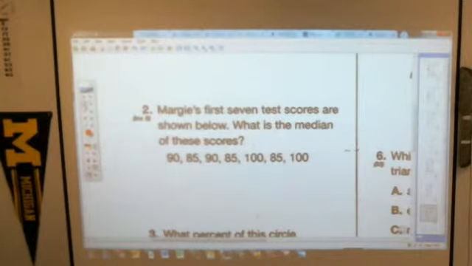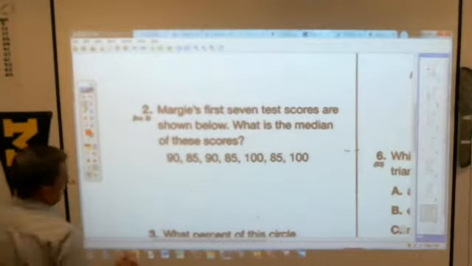Anybody want to help us out on that whole median thing? Because it's really a pretty simple little concept. Olivia, what's the median? When you put it in order from least to greatest, it's the one in the middle. I'm assuming, Charlie, you didn't do that?